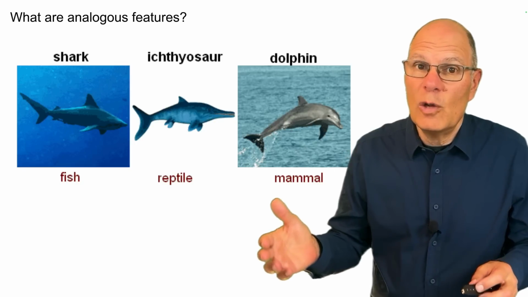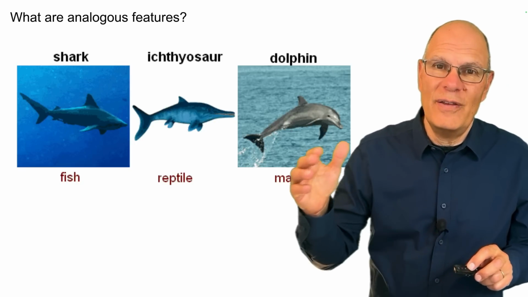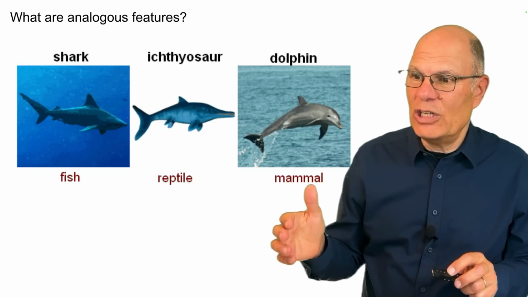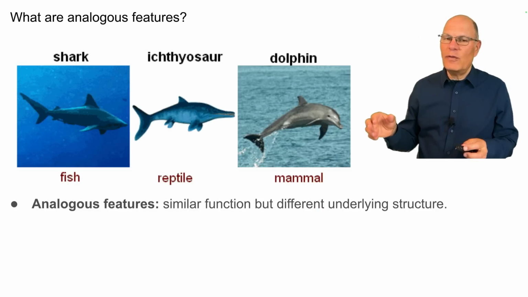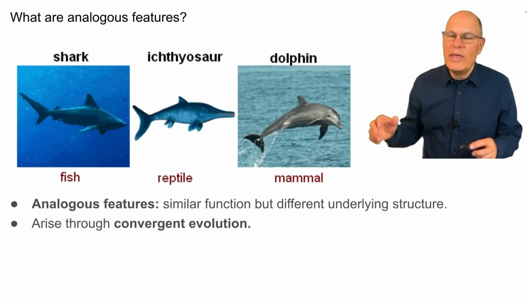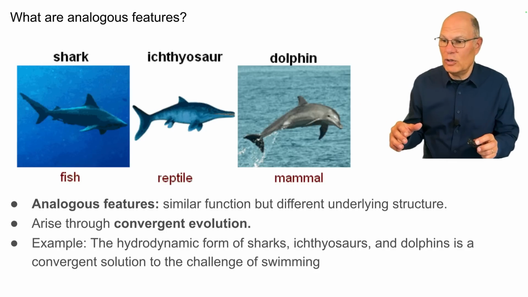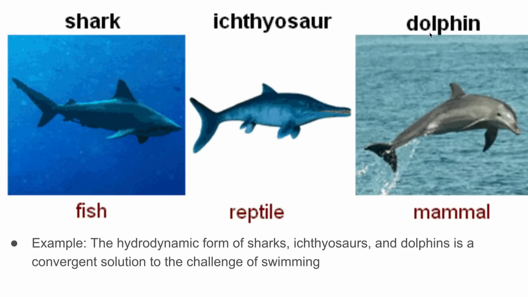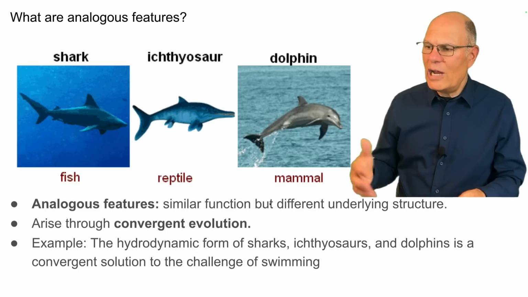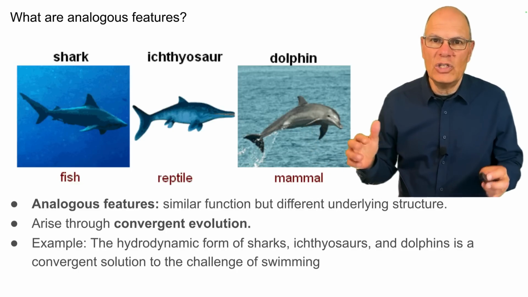What can be confusing when you're looking at common features to draw evolutionary connections are the difference between homology and analogy. Analogous features have a similar function, but when you look deeply, there's a different underlying structure. They arise through a different kind of evolution, not adaptive radiation, but convergent evolution. And an example is shown here. We have sharks, we have ichthyosaurs, an extinct kind of reptile, and we have dolphins. They all have a hydrodynamic form, and that's a convergent solution to the challenge of swimming.